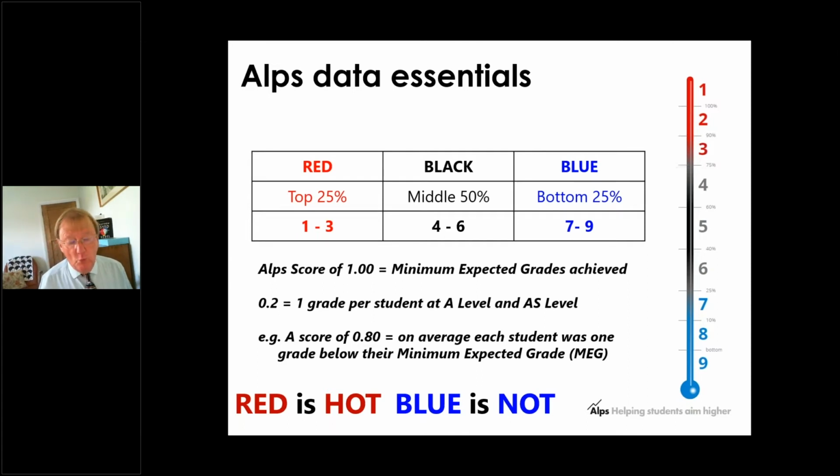So a score of 0.8 in an A-level analysis means on average each student was a grade below their minimum expected grade, or MEG, whereas, and it does happen, a score of 1.20 means on average each student exceeded their MEG by a grade. Red's hot, blue's not, and let's move on.